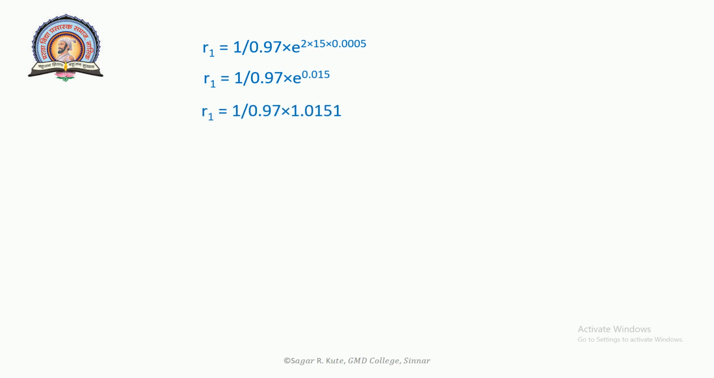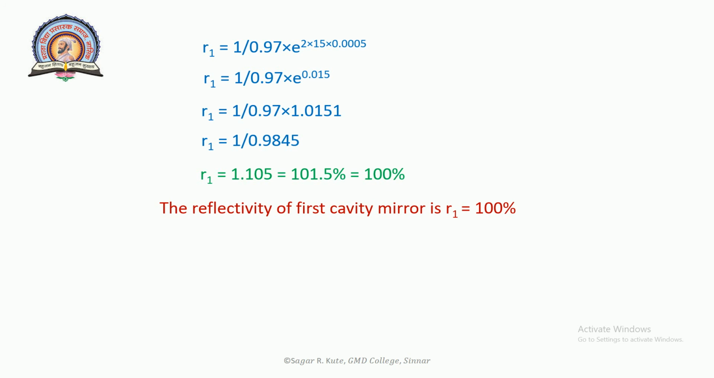That is, R1 is equal to 1 upon 0.97 into 1.0151. R1 is equal to 1 upon 0.9845. That is, R1 is equal to 1.015, that is 101.5%, nearly equal to 100%. The reflectivity of first cavity mirror R1 is 100%.